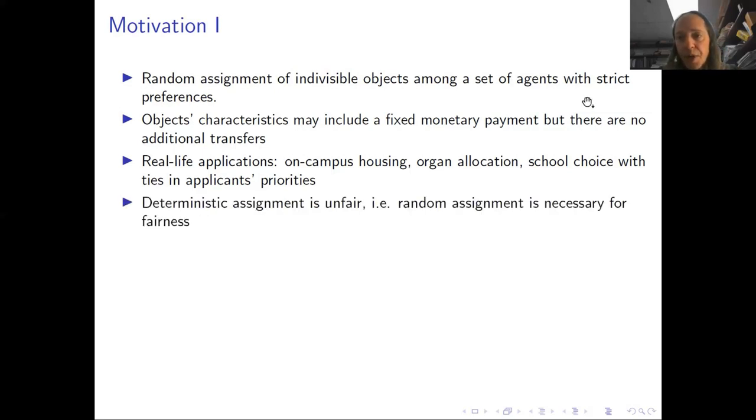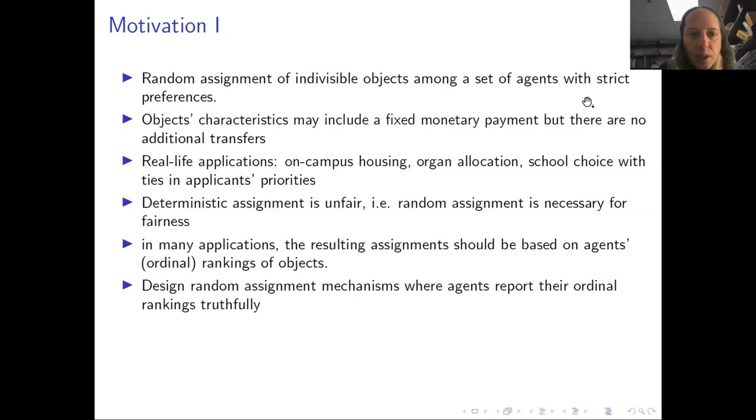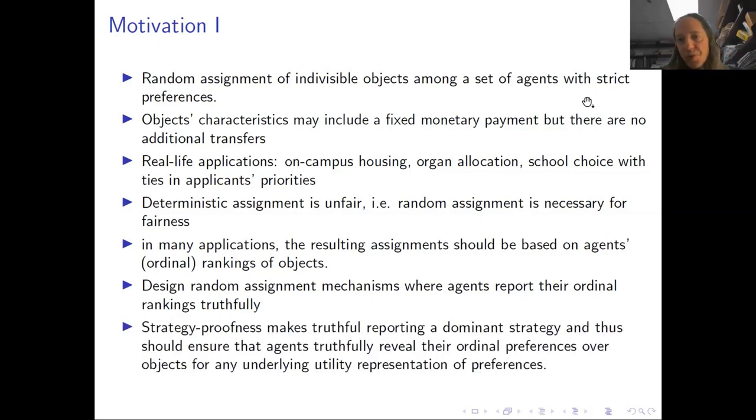Now, because we don't have any money, we know that a deterministic assignment is unfair. We need to randomize. But at the same time, once we have lotteries, we think of expected utilities. Still, in real life, we only use ordinal rankings of objects for deciding how to assign them. So we don't use utilities.